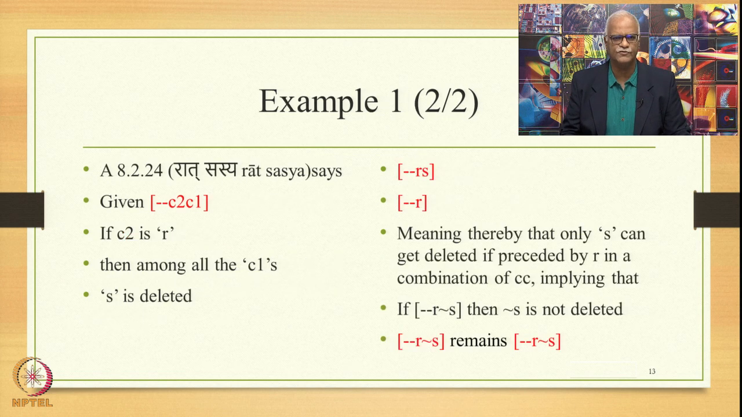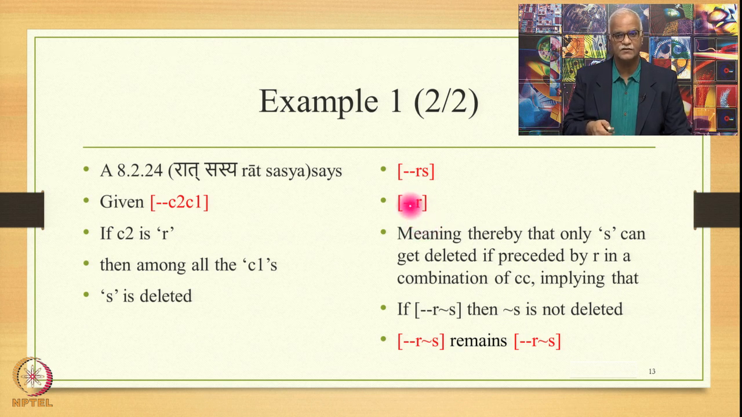Now let us see what happens when we introduce 8-24. 8-24 is Ratsasya. What it says is that given the same conditions, where there is a word, a pada, at the end of which there is a Sanyoga, two consonants in close proximity, C1 is the final one, C2 is the pre-final one. Amongst these now, if C2 is R, then among all the C1s, Sa is deleted. So what this sutra says is Sa is to be deleted. If C2 is R and C1 is Sa, then Sa is to be deleted. Which means that if you have R followed by Sa, then this Sa is deleted and you will have only R at the end of the pada.